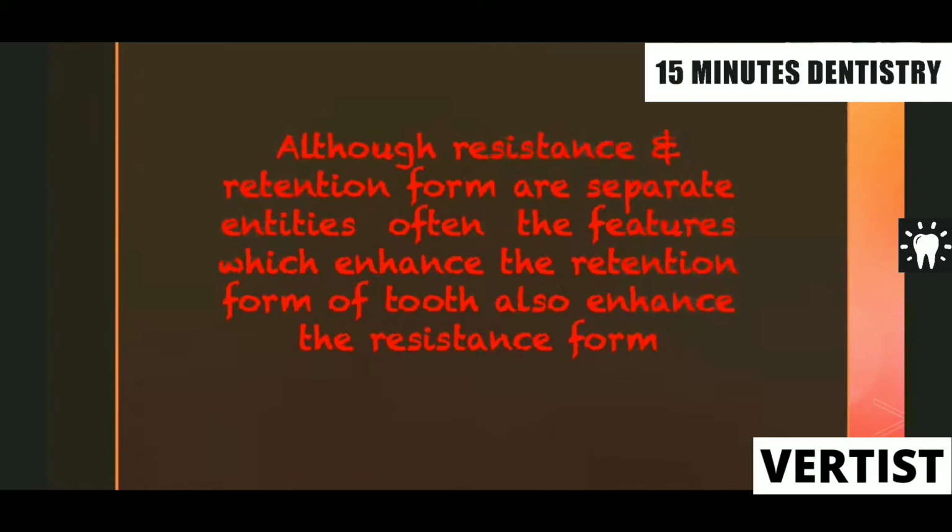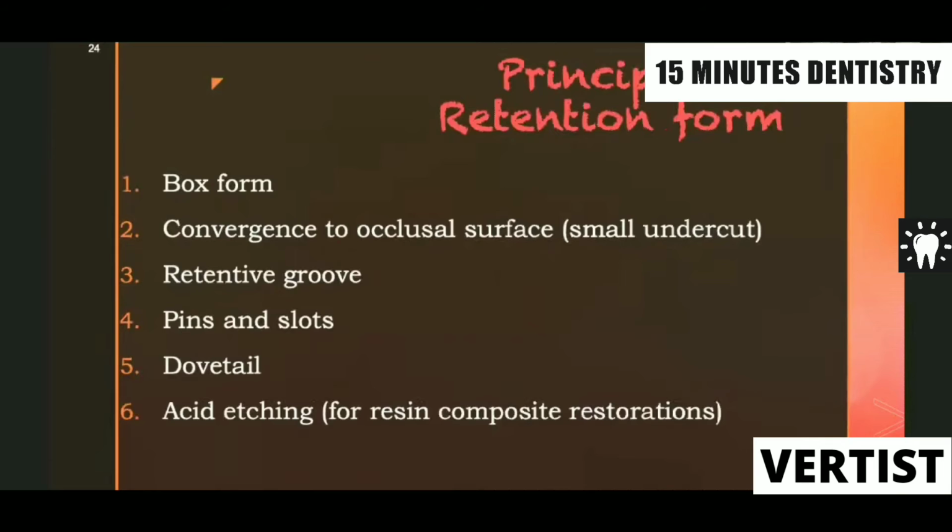Resistance form is the shape given to prevent the filling, the restoration and the tooth from fracturing during mastication, while retention form is the shape given so that the filling does not come out of the cavity due to tipping or lateral forces or occlusal forces. It's very, very simple, right? So how do you achieve the retention form?